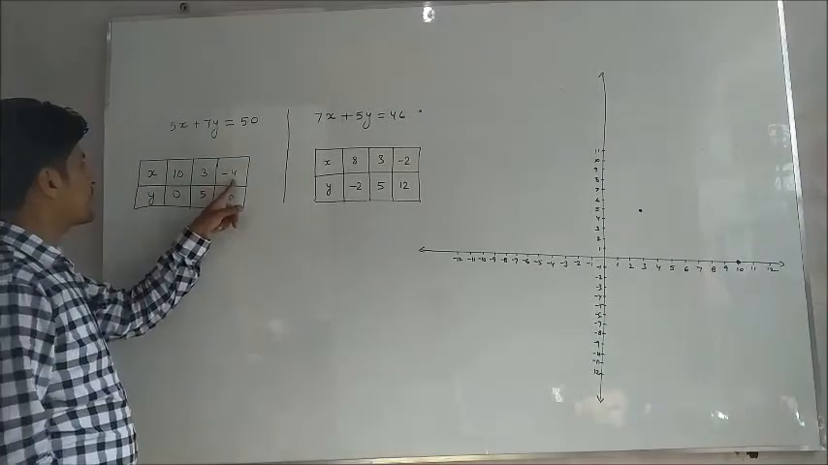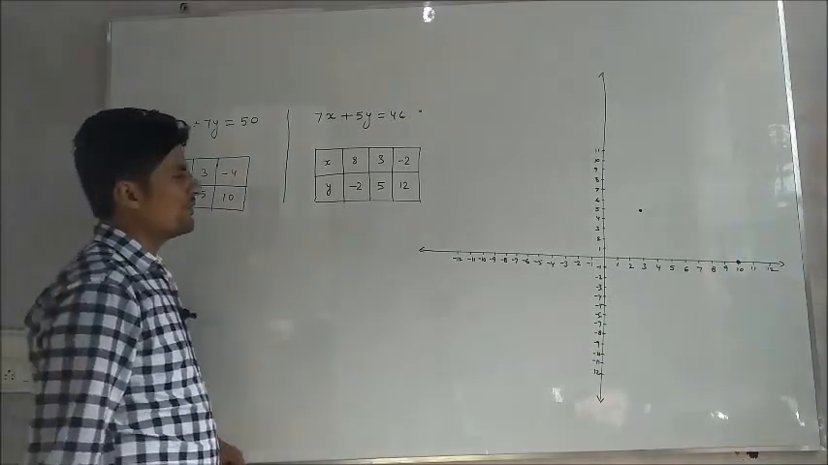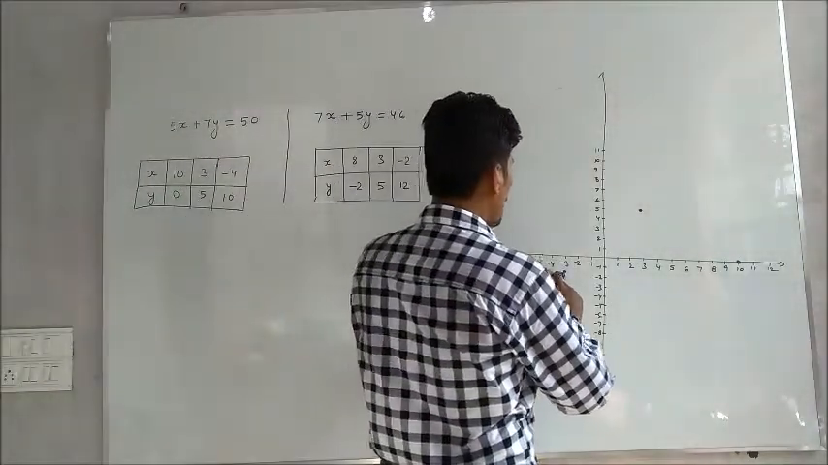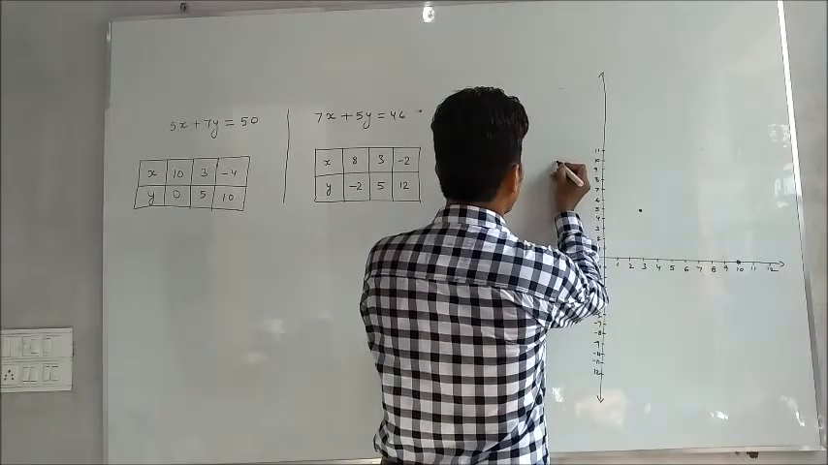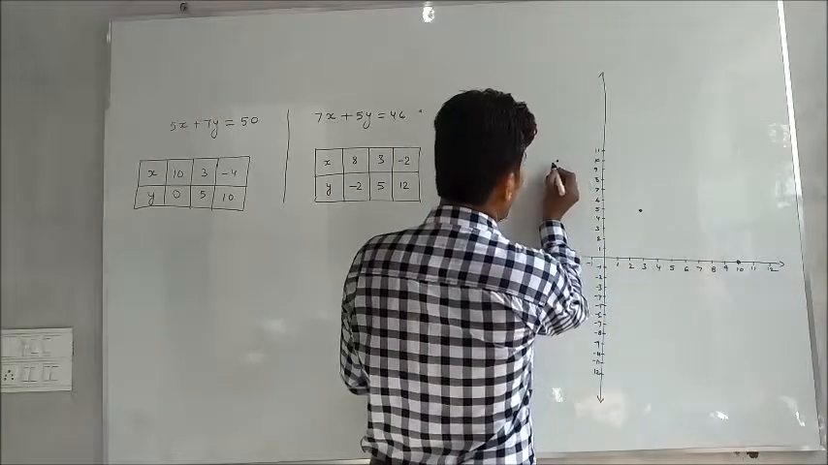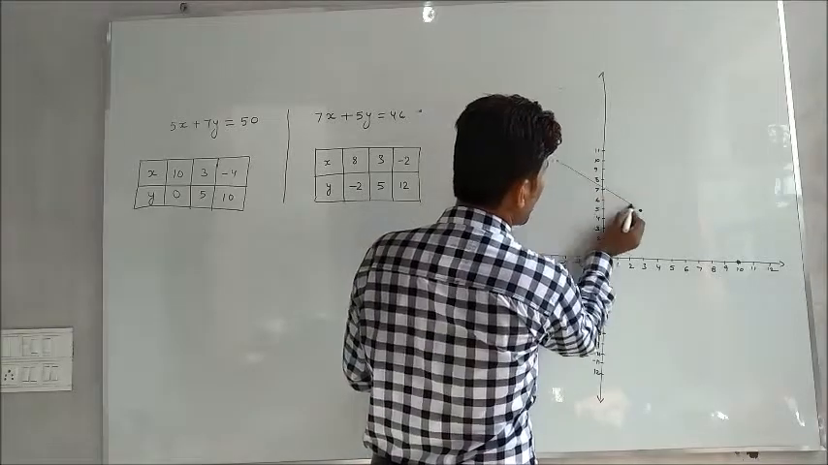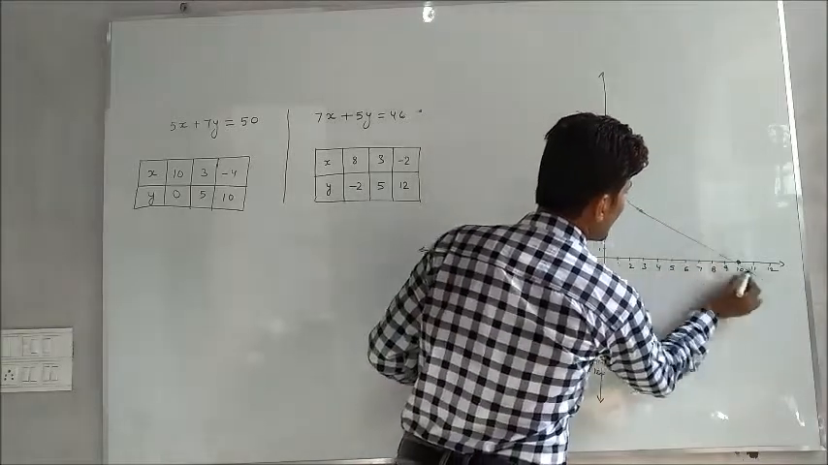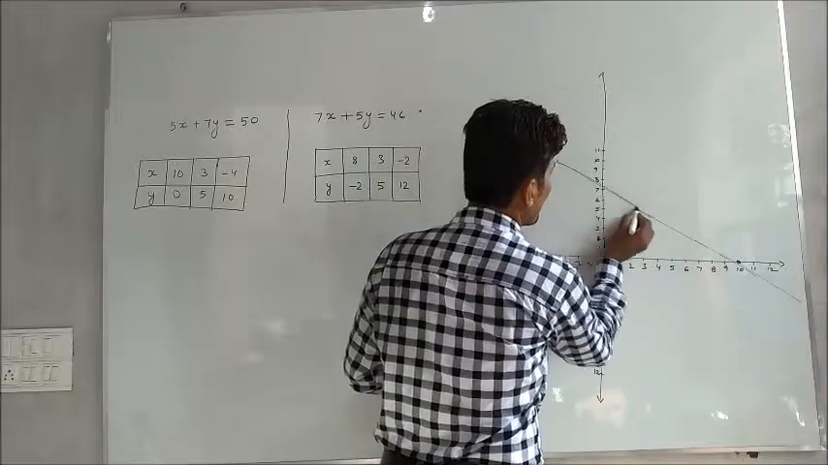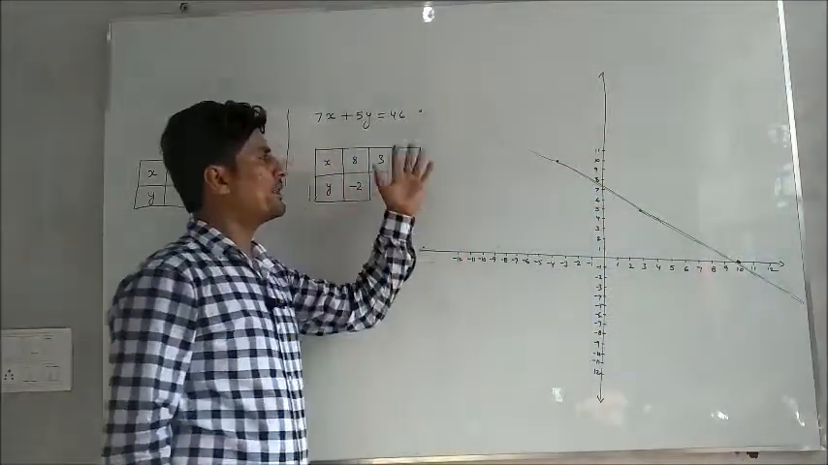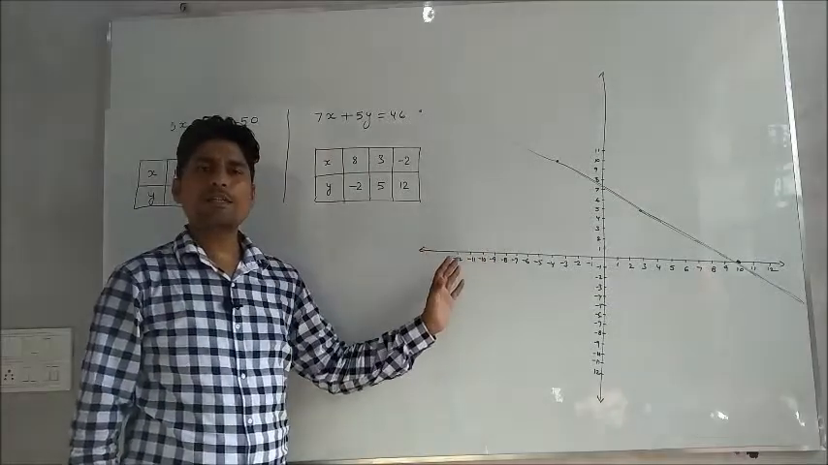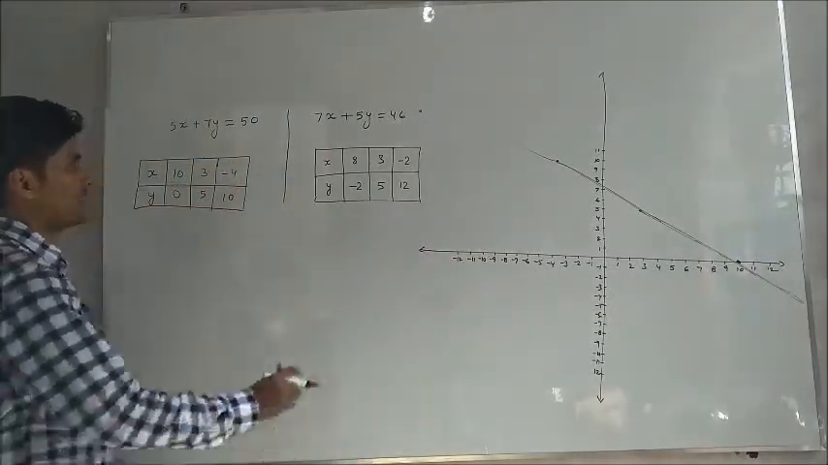Next, x equals minus 4, y equals 10. So the point will be here. Now we have to draw a straight line passing through all these 3 points. When we draw these lines on the graph paper, the lines must be straight.